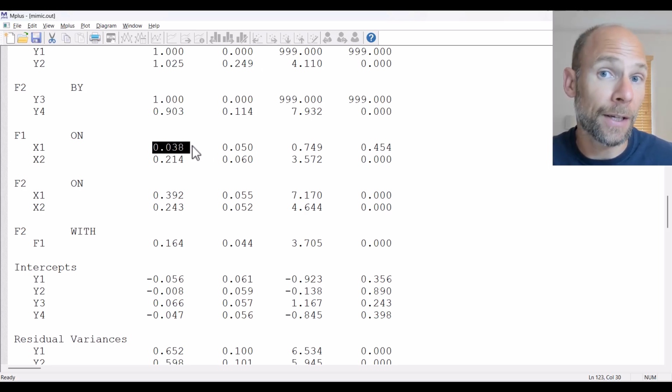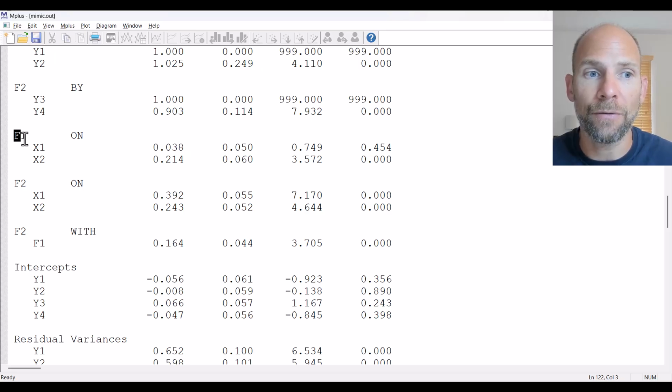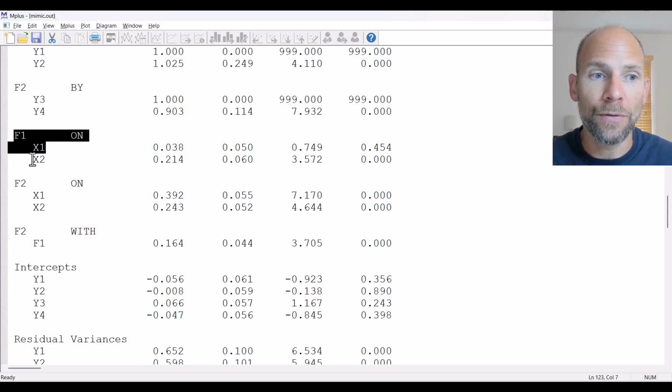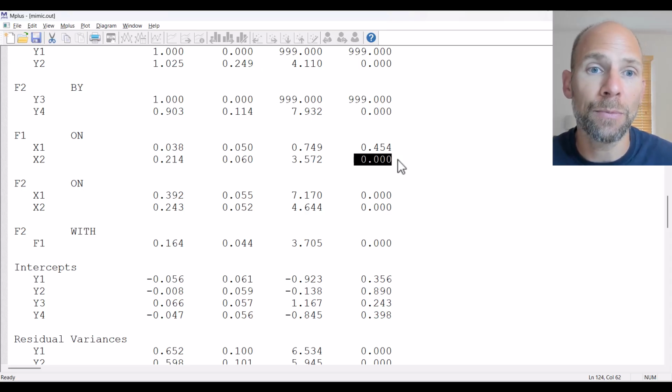It's not significantly different from 0, and so this means that there's not a significant association here between the factor f1 and x1. Likewise, we have a coefficient for x2, and that coefficient is larger, 0.214, with a standard error of 0.06. So then this yields a z-statistic that is more substantial at 3.57, and that p-value is very small. So the second covariate is significantly associated with factor f1, whereas the first covariate x1 is not.